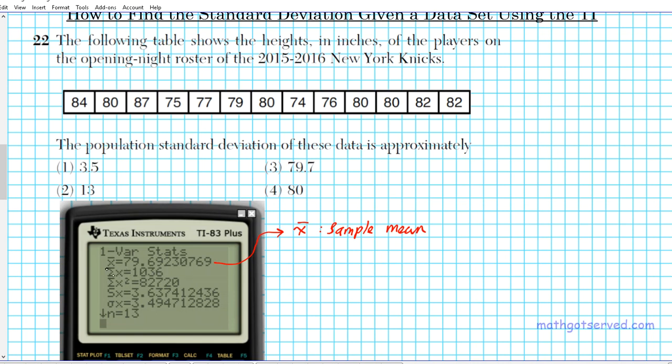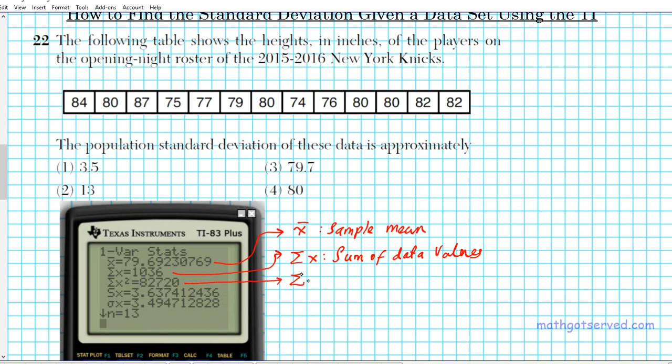And then we have this Greek alphabet right here, sigma x. Sigma represents sum. So sigma x represents the sum of the data values. If you want to find the sum of all these numbers that you entered, it's going to be 1036. Nice, right?